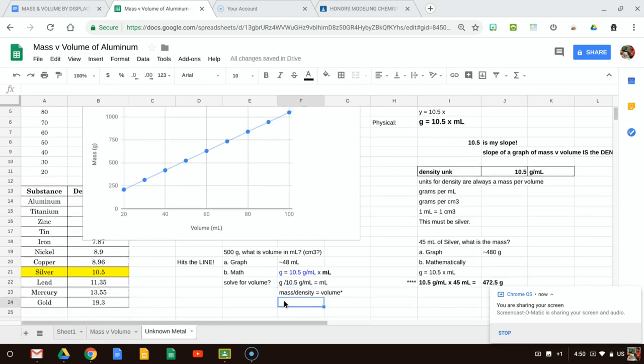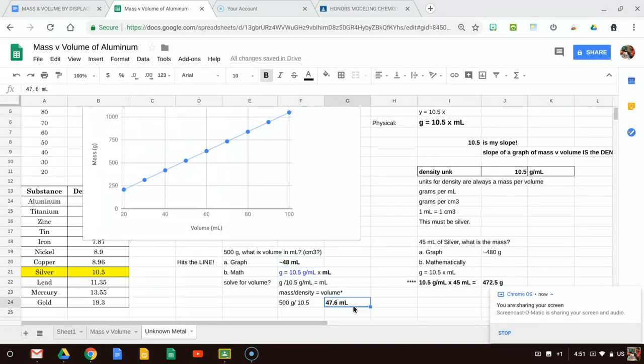So if I want to calculate this, my mass is 500 grams, and I know that my density from before is 10.5. 500 divided by 10.5 should give me my volume in milliliters, and I get about 47.6 milliliters. That is very close to the answer I had guessed up here. I said it was about 48 milliliters on the graph.